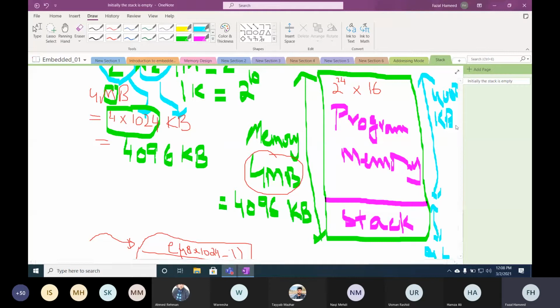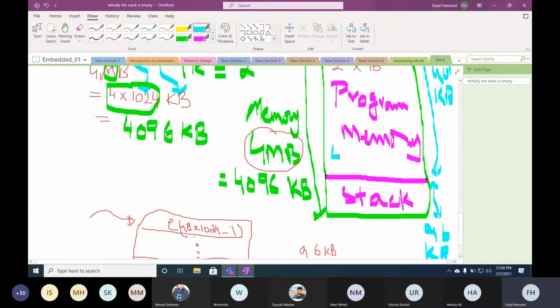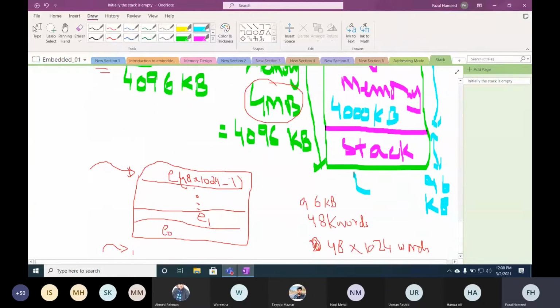So let's assume that our program is 4,000 kilobytes. Let's assume this is our 4,000 kilobyte. So what is now the stack size? What is now the stack size?